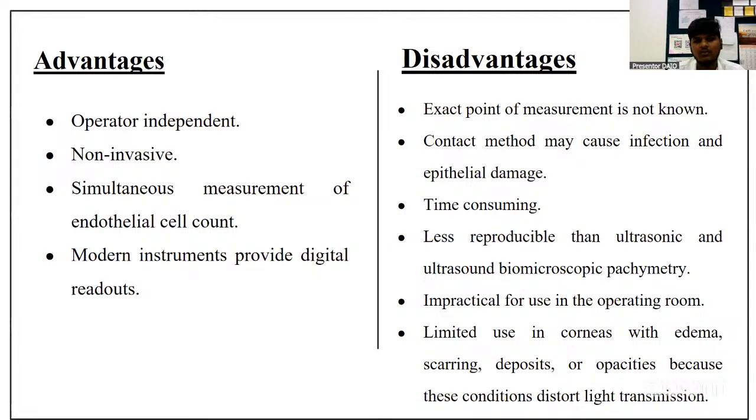So the advantages of specular microscopy: it is operator independent, non-invasive, with simultaneous measurement of endothelial cell count, and modern instruments provide digital readouts. Disadvantages: the exact point of measurement is not required, and the contact method may cause infection and lead to epithelial damage. It's a time-consuming procedure, and it is less reproducible than ultrasound biomicroscopic pachymetry. It has limited use in corneas with scarring, deposits, or opacities because these conditions distort light transmission.